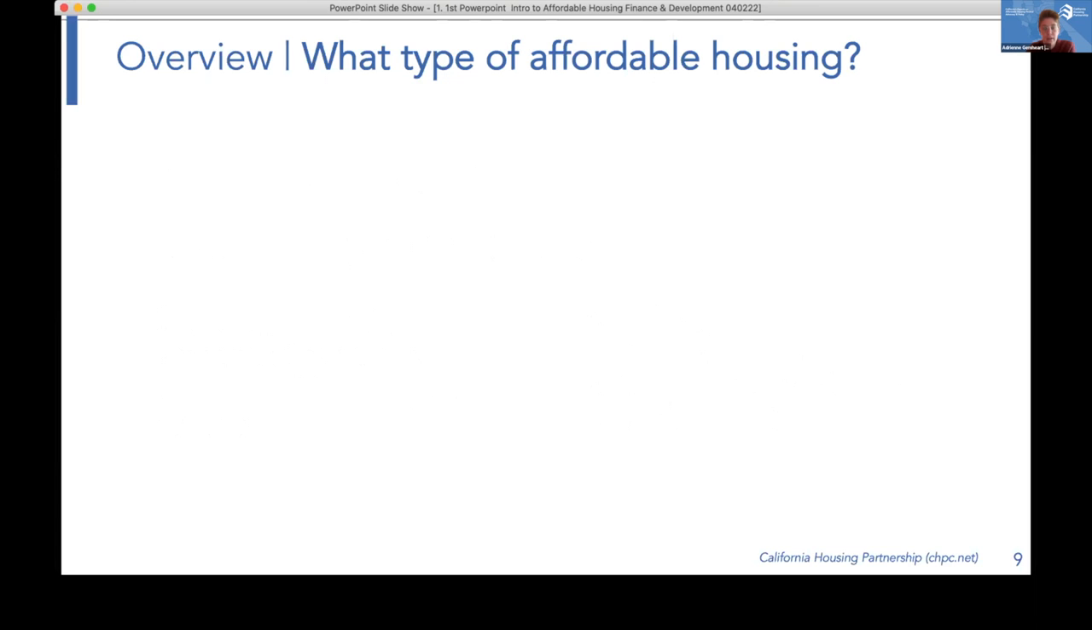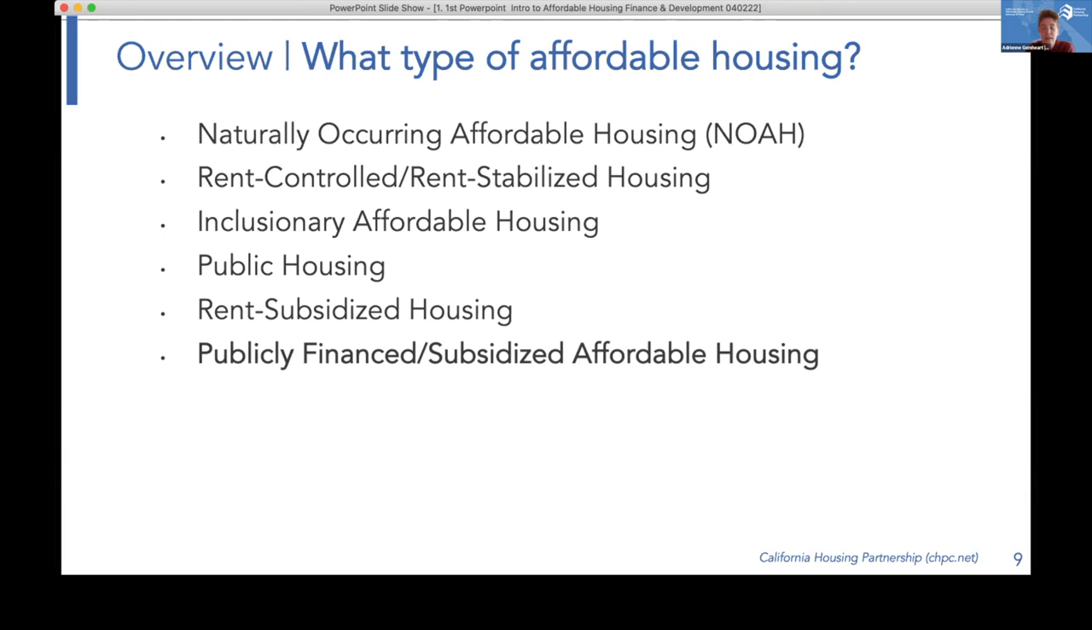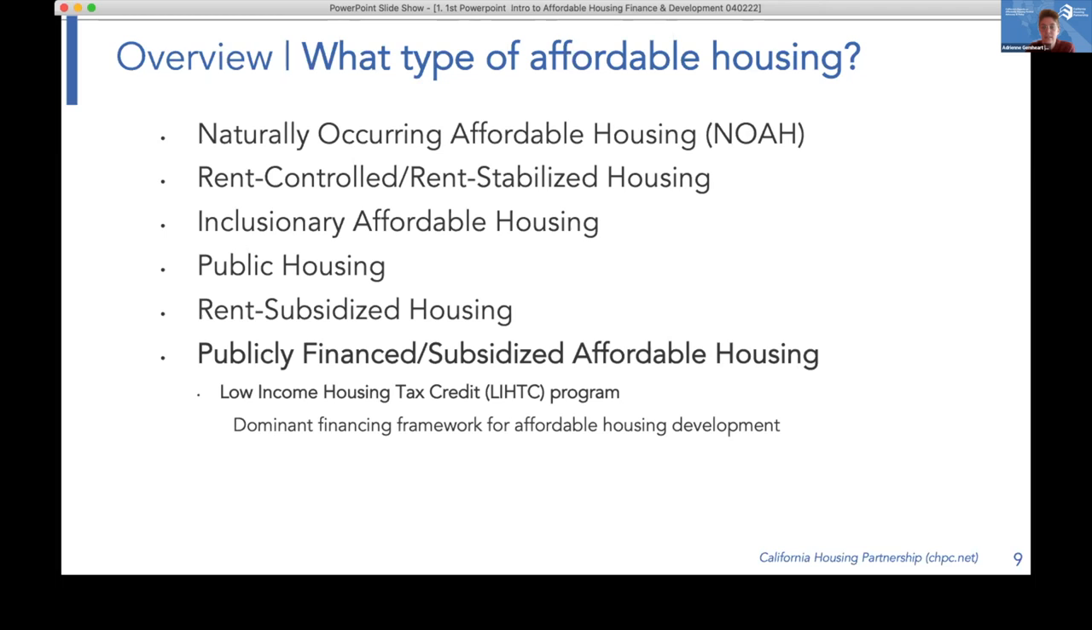Okay, so now that we know we're just talking about affordable rental housing, let's go a little bit deeper. Maybe you've heard of naturally occurring affordable housing, public housing, or rent subsidized housing. Rather than those types of affordable housing, we're just going to be focusing on publicly financed and subsidized affordable housing that uses the Low Income Housing Tax Credit Program. The acronym you can see there is LIHTC. So that's where our focus is going to be today.